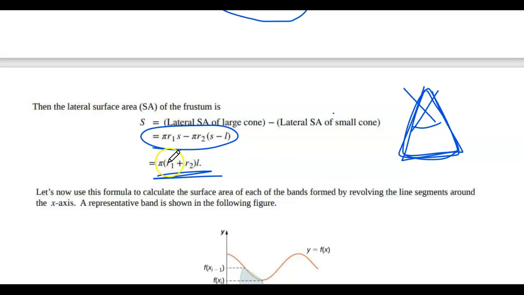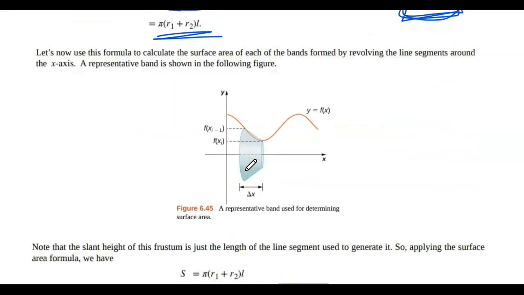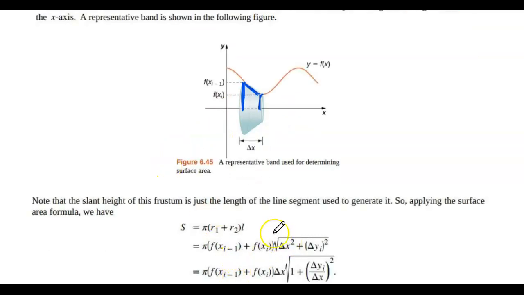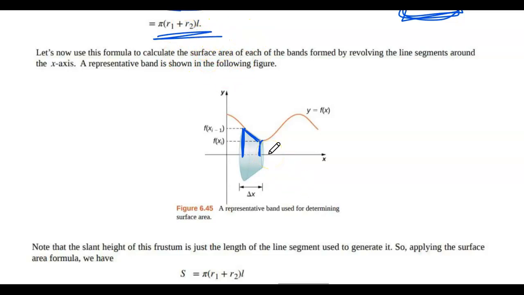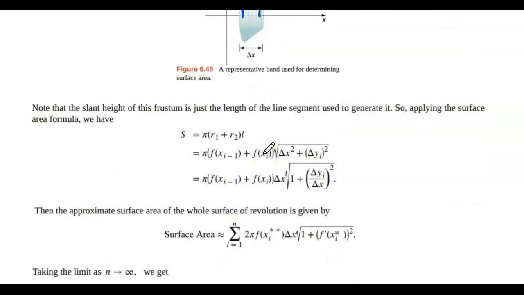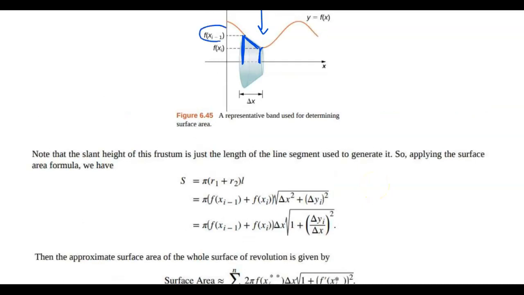which simplifies to pi times (R1 plus R2) times L. Let's now put this in terms of what we're going to do. If you notice, that frustum part of the cone is now turned on its side, and this would be R1 and R2, and this would be L. If you use that formula, that's the surface area of this one cone, but we're going to have infinitely many of these. So we need to be able to find that first radius, which is f of x sub i minus 1, that's R1, and f of x sub i, radius 2.